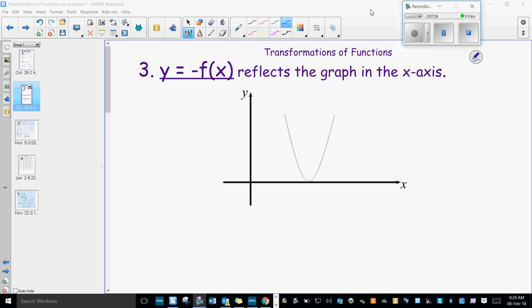Okay, so our negative f(x) would be a reflection in the x-axis.